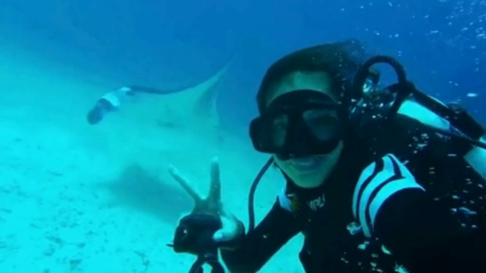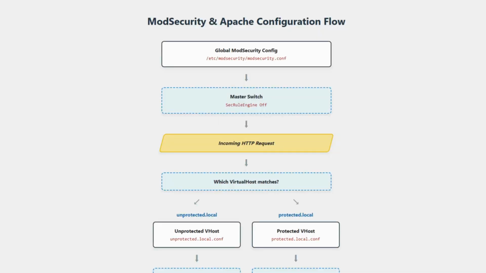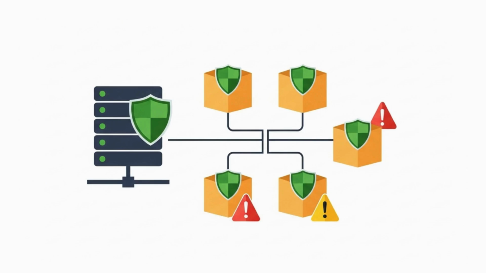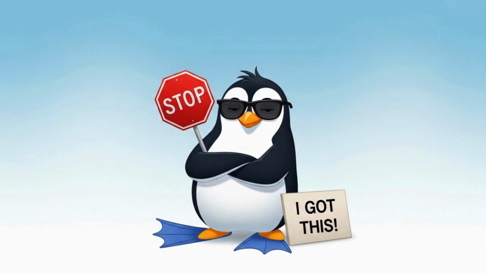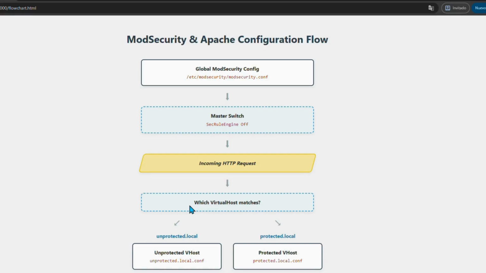Let's dive in. But wait a moment. Before we move into the step-by-step setup, let's take a quick look at the logic behind it. This will help you understand why we configure things the way we do, and how to make mod security work selectively for each virtual host. But if you're already familiar with this logic and want to skip straight to the hands-on part, feel free to use the timeline below. So let's have a look at this diagram.